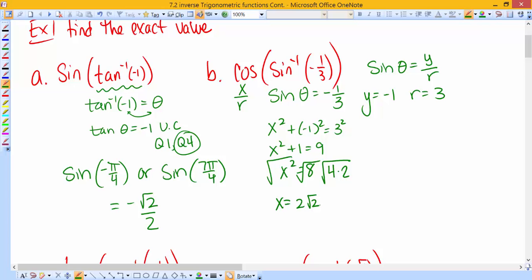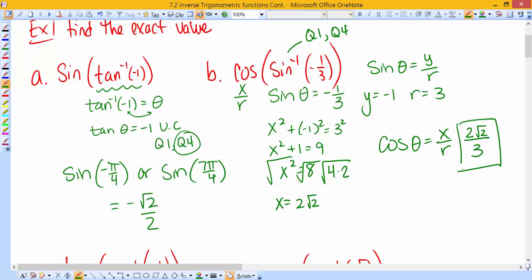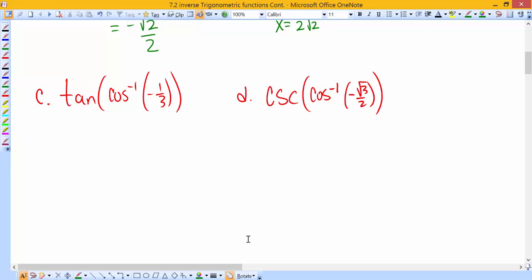Please be careful with this. You are in quadrants 1 and 4. The x value is positive in quadrants 1 and 4. So don't make the mistake where I almost put plus or minus. It is plus only. X is positive in quadrants 1 and 4. I know I'm in 1 and 4 because it's inverse. So cosine is x over r. X is 2 root 2. R is 3. There's your answer. Let's continue. If you need to watch it again, watch it again.